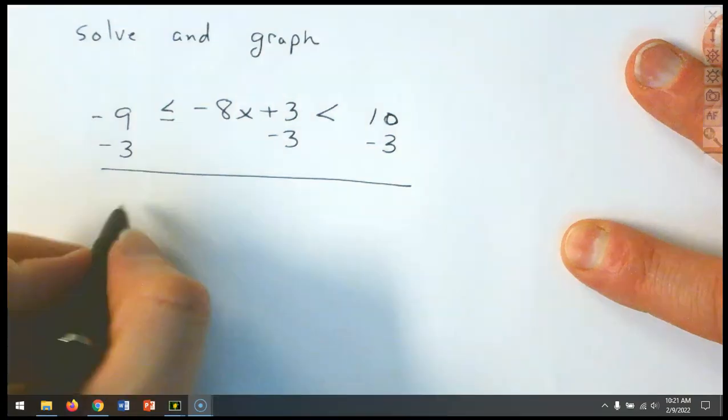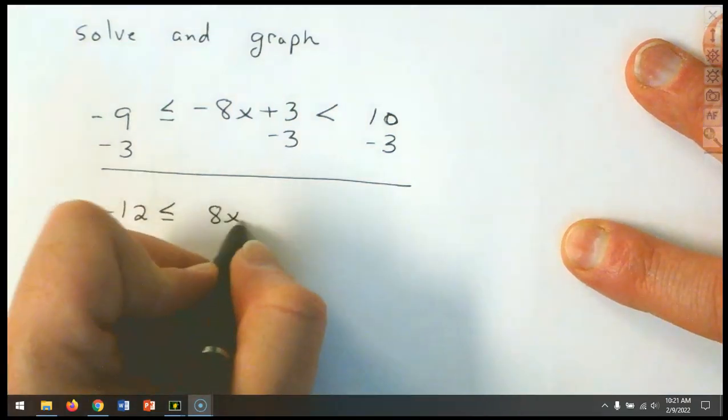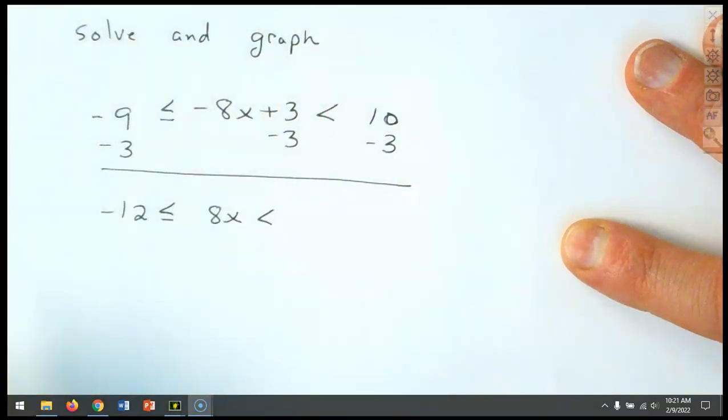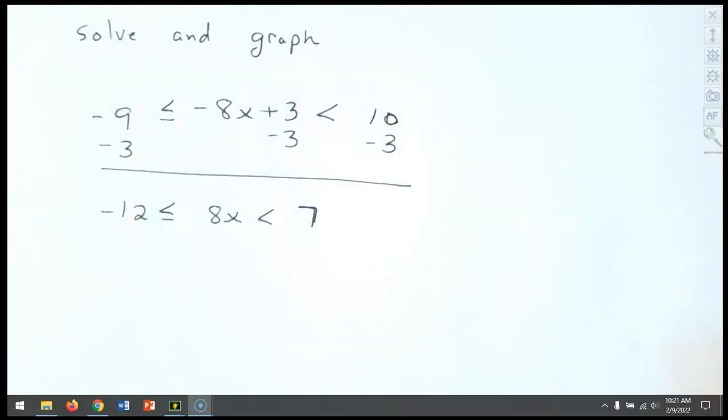Minus 9 minus 3, that makes it a minus 12. And 10 minus 3, that makes it a positive 7. Nothing new at all there. Just move it over. And don't forget your x is negative. Now, what are we going to do next? We're going to divide by what?